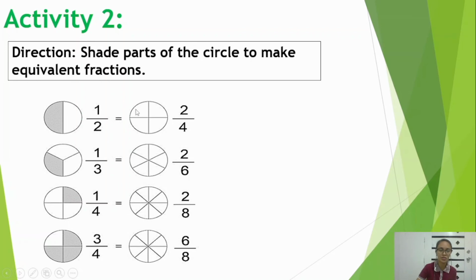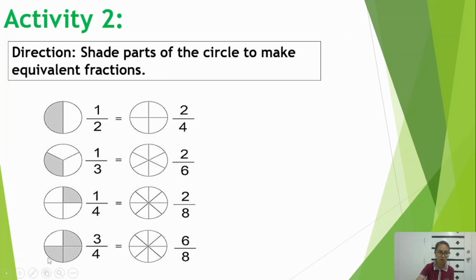2/4 is also equivalent to 1/2. 2/6 is also equivalent to 1/3. Ang tawag sa kanila equivalent fractions. Pareho lang sila ng value. So, papatunayan natin siya ngayon by shading the parts of the circle to make equivalent fractions.